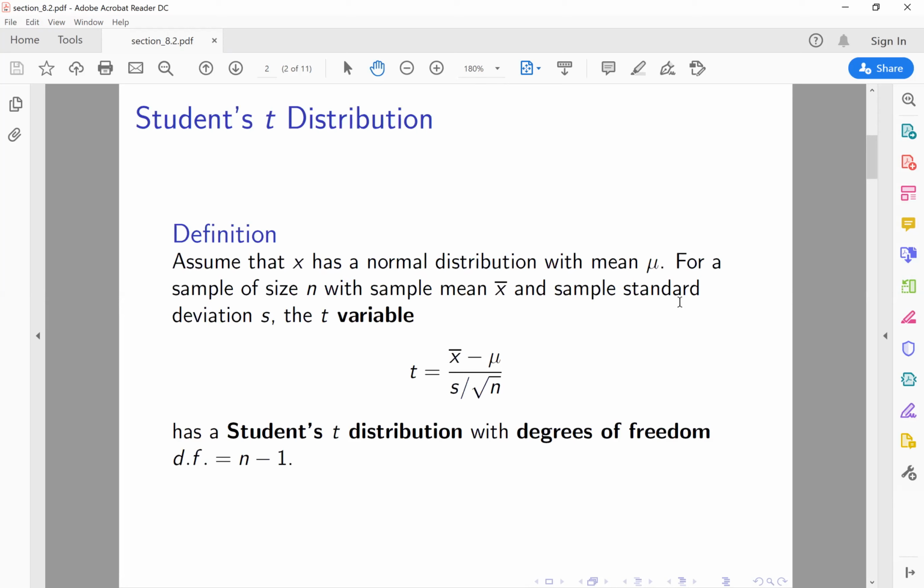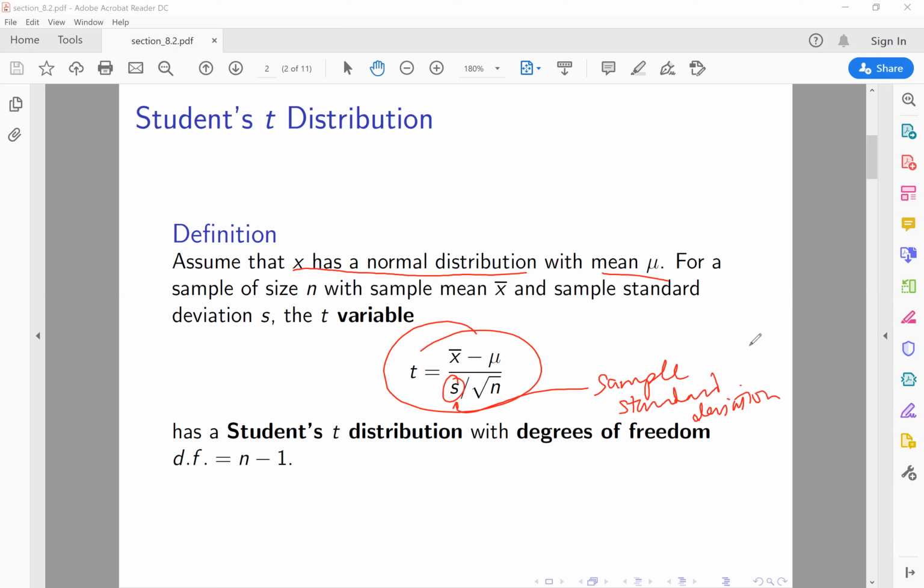So if our population is normal, that's what it says right here, if our population is normal with a certain mean, then we can construct what's called the t-variable. That is, we're taking sample means from a normal population with mean mu, but you see here, this is the sample standard deviation. It's not the population one.